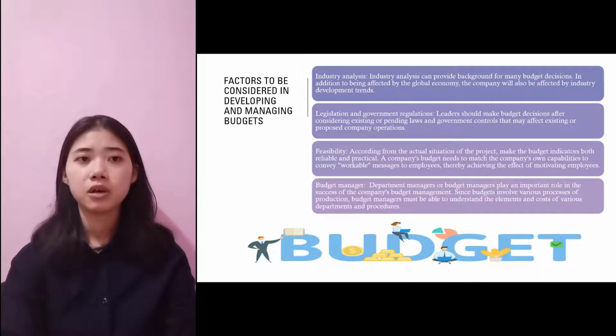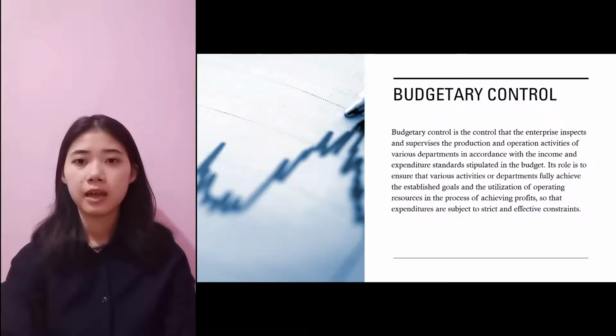Lastly, department managers of budgetary management play an important role in the success of the company's budget management. Since the budget involves various processes of production, budget managers must be able to understand the elements and the cost of various departments. Now I will discuss the budgetary control.